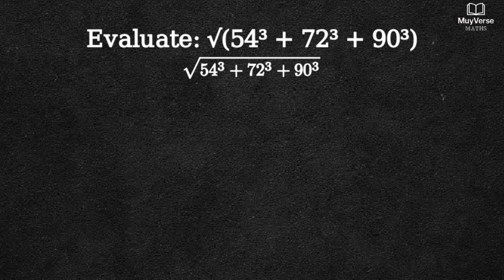We will evaluate the expression: the square root of 54 cubed plus 72 cubed plus 90 cubed. Our goal is to simplify exactly, step by step, with no skipped steps.